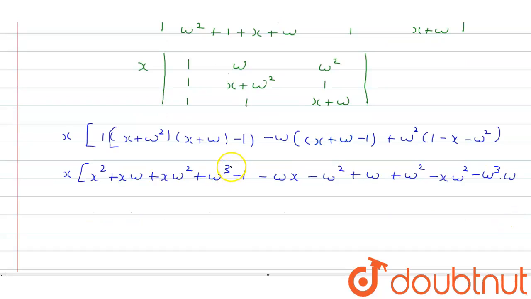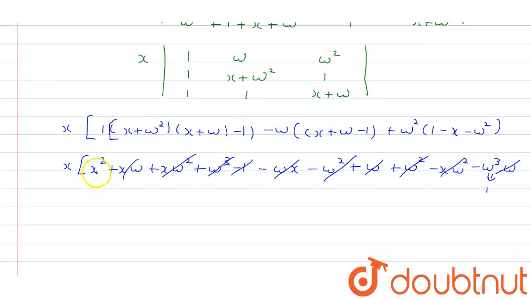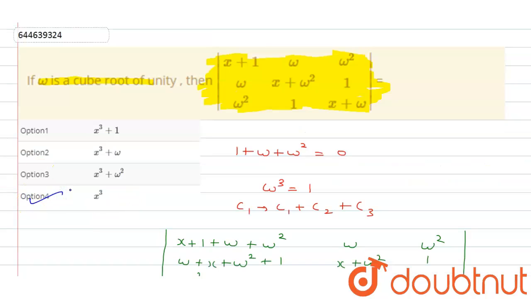Now see, omega cube is 1 and here it is minus 1, so this is cut by this one. Here see, this value is 1, so here we got minus omega, so this minus omega is cut by plus omega. This omega square is cut by omega square, and x square, here it is x square, and see here x omega, then this is cut by minus x omega, and this plus x omega square is cut by minus x omega square. So what we get? Only x square here, and outside there is one more x, so we get the value as x cube. So option 4 is the right answer.